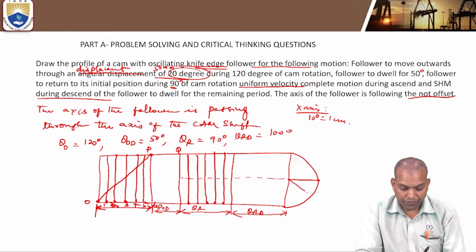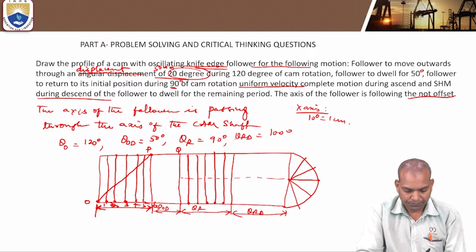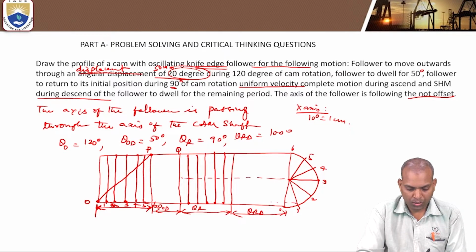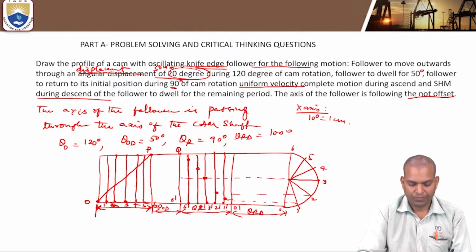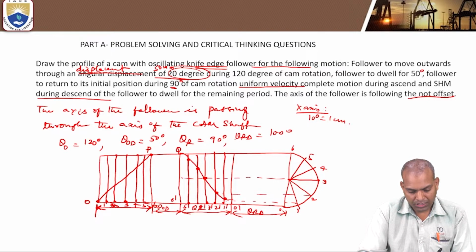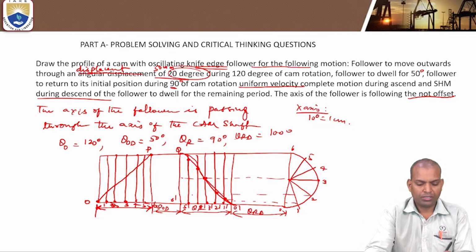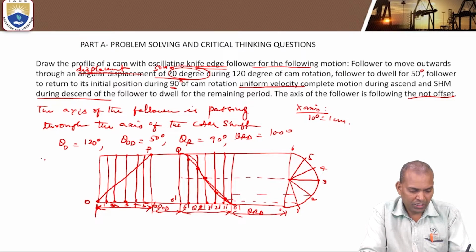So we have to divide the semicircle into equal divisions and project them, suppose 0, 1, 2, 3, 4, 5, 6. This 1 you project on one line, next 2 is projected on the second line, 3, similarly 4, 5 and 6. That's why it is 6 dash, 5 dash, 4 dash, 3 dash, 2 dash, 1 dash, 0 dash. This curve indicates the simple harmonic motion curve. So it is the displacement diagram.